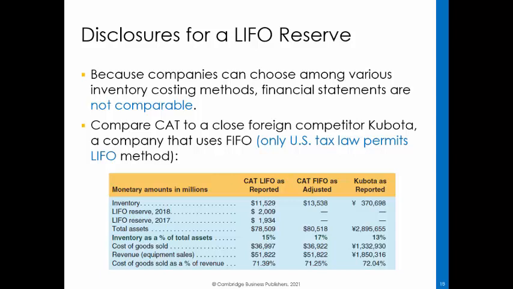Fortunately, companies that use LIFO must report their LIFO reserve, and we can use these disclosures to adjust the LIFO numbers to their FIFO equivalents. Once we convert Caterpillar's inventories and its total assets to FIFO by adding the LIFO reserve, we find that the company holds 17% of total assets in inventory, a greater difference than first noted.